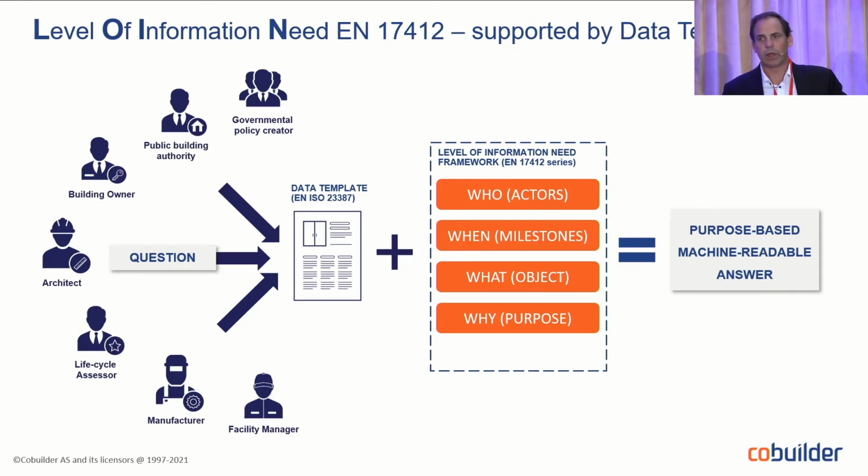What we are working on is an extension of the ISO work. It's called Level of Information Need. This is the most important standard, I think, now, because it involves actors, milestones, objects, and purpose. So the data template there is very important. It's the alphanumeric information. It's not the model itself, but more like the database outside.